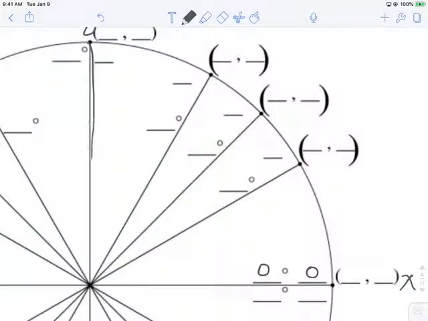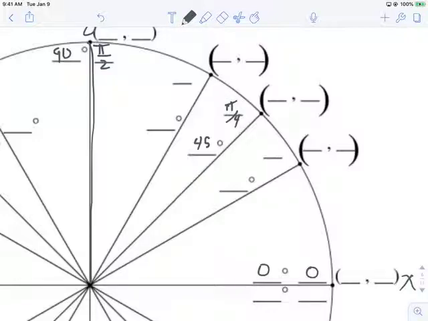What's some other ones I know? This one's pretty easy. This one should be how many degrees? 90. How many radians was that? We did that a couple seconds ago. It was pi divided by 2, right? So in radians, it's pi divided by 2. Oh, I know this one too, 45 degrees. That one was pi divided by 4.